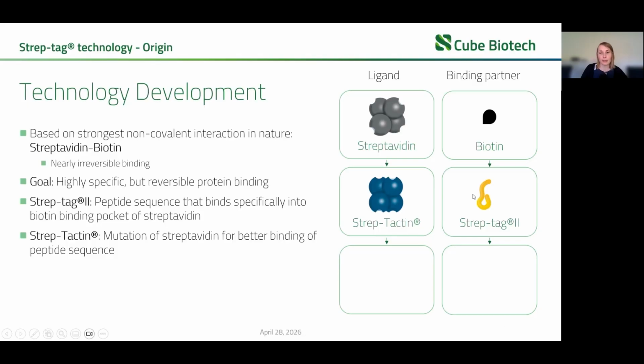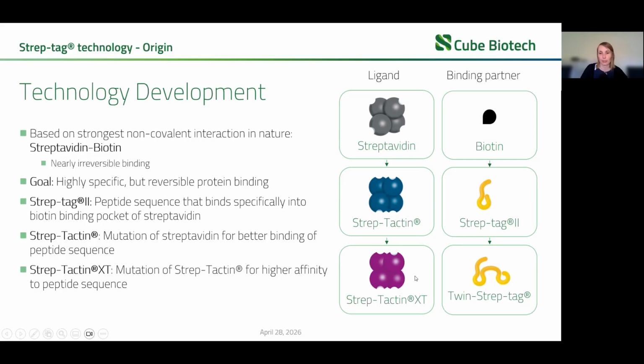So first, a peptide sequence was developed, the Strep tag, that binds into the biotin binding pockets of streptavidin. But the binding was not very strong, and therefore the biotin binding pockets of streptavidin were mutated as well, and this resulted in Strep-Tactin. And this is basically the first system that worked really well for protein purification. To now get an even increased affinity, Strep-Tactin was mutated again, so again the biotin binding pockets, and this resulted in Strep-Tactin XT, which binds with a higher affinity to the Strep tag 2, but also to the Twin-Strep-tag.